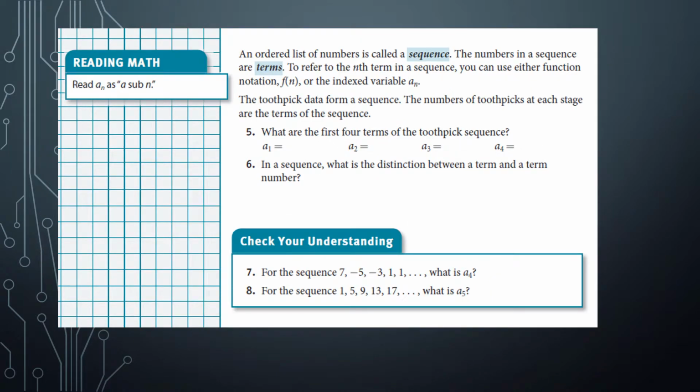So a little vocabulary here on this one. First of all, how to read it. This here is read as a sub n. It's a subscript, like y sub 2 minus y sub 1, and so on when you're finding slope.